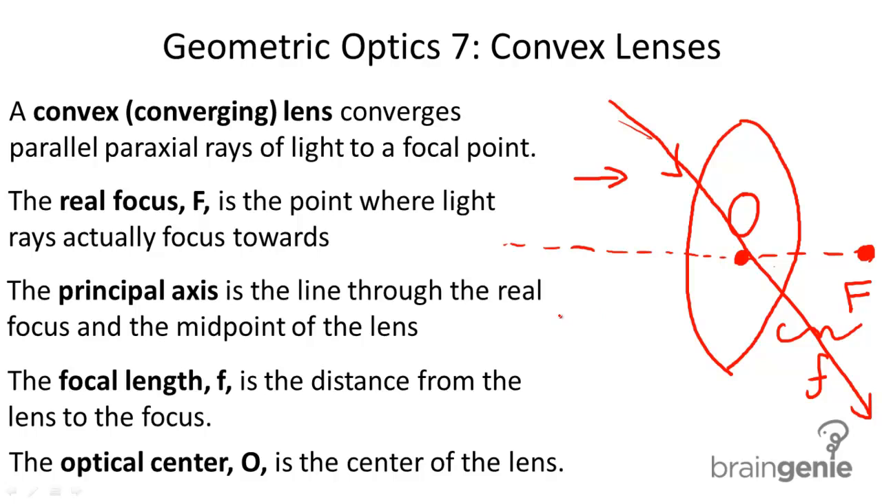Rays of light that enter parallel to the axis, so this is entering parallel to the axis, will refract and go through the focal point or the focus. So parallel lines will refract to the focus. Lines going through the optical center will not refract.